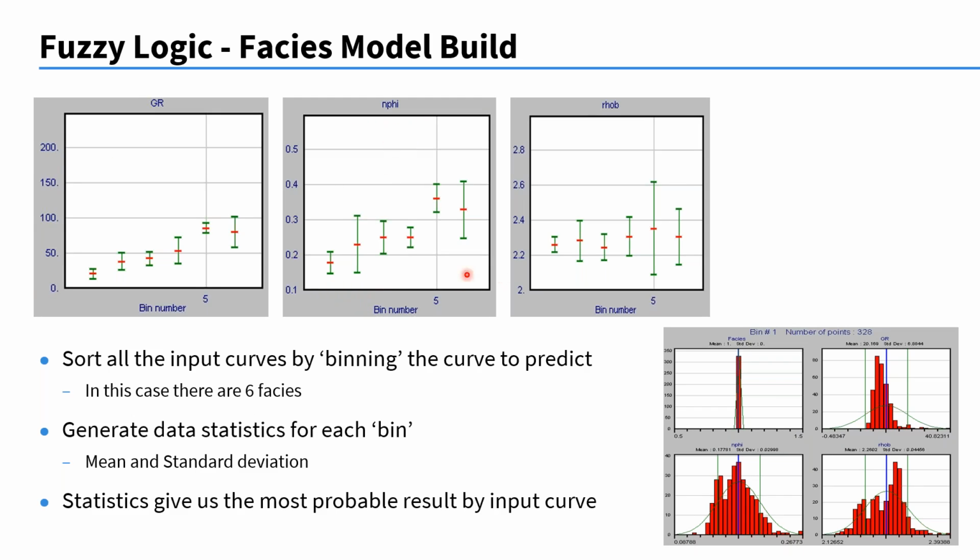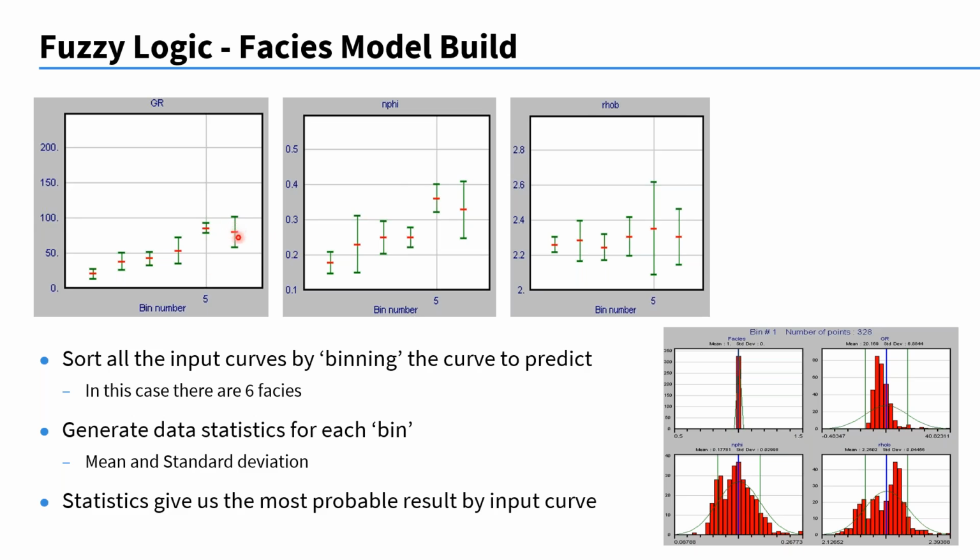So you can see all 6 bin numbers, 1, 2, 3, 4, 5, and 6, and then the low values and the high values for the neutron. Same thing for the density. Now you also see that there are some bars alongside, and these bars represent the standard deviation and the mean for that particular facies. This will be the low value and the high value of the standard deviation, and then the red line across is the mean value.